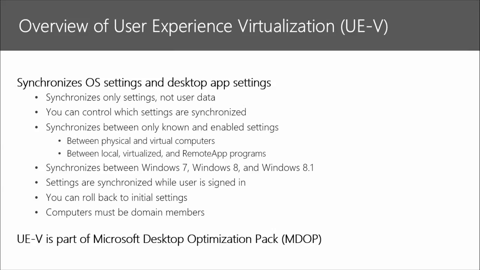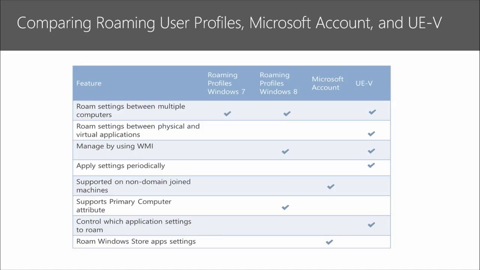Settings are synchronized when applications are closed out. This only works with Windows 7 and later. This is a great PowerPoint slide here, a nice grid comparing the difference between roaming profiles and UEV. And actually, there's one thing that's missing from the slide that I forgot to point out.